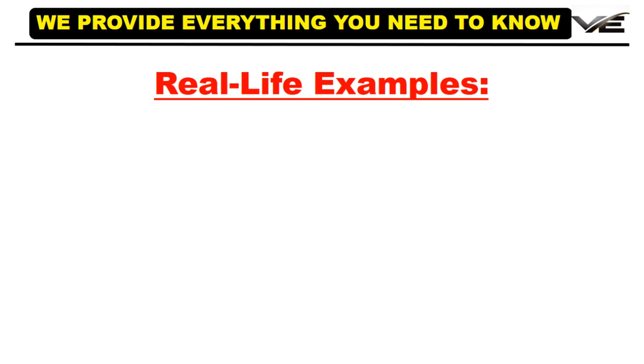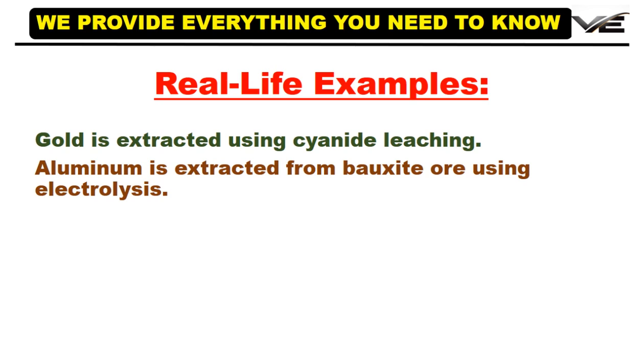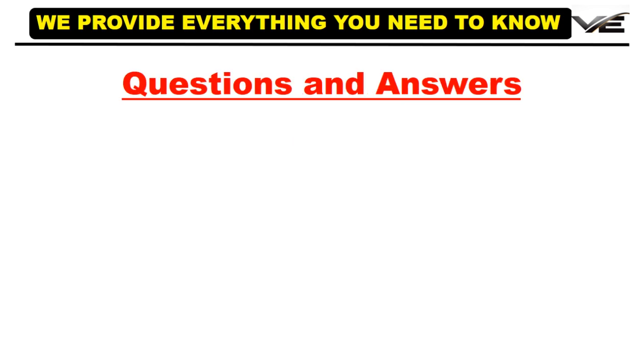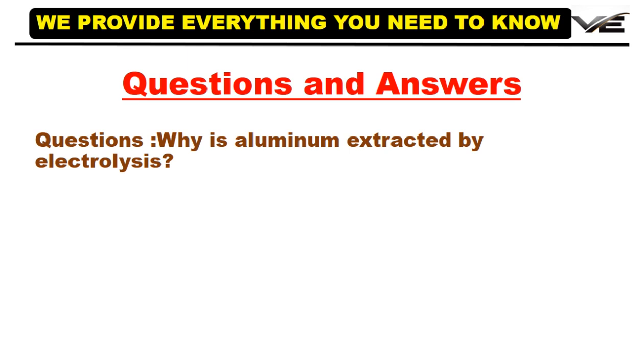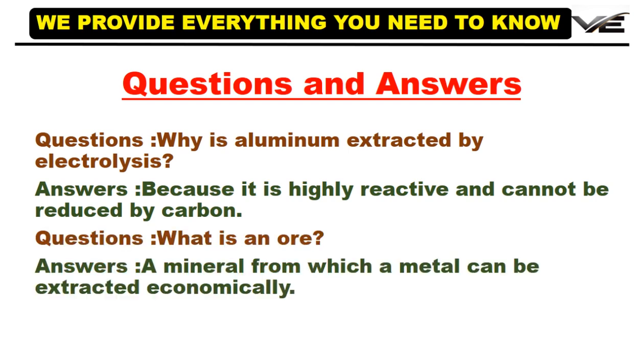Here are some real-life examples. Gold is extracted using cyanide leaching. Aluminum is extracted from bauxite ore using electrolysis. Here are some questions and answers. Why is aluminum extracted by electrolysis? Because it is highly reactive and cannot be reduced by carbon. What is an ore? A mineral from which a metal can be extracted economically.